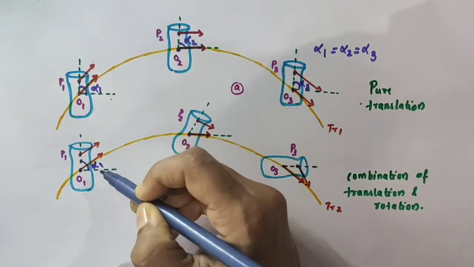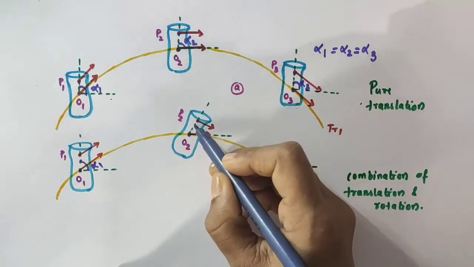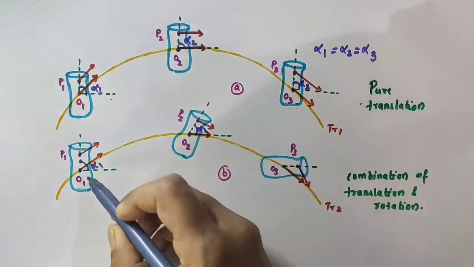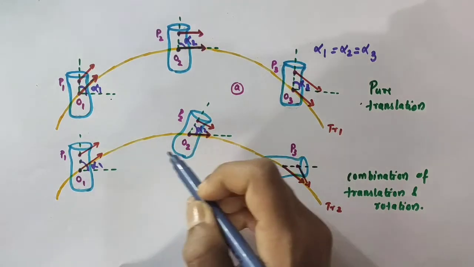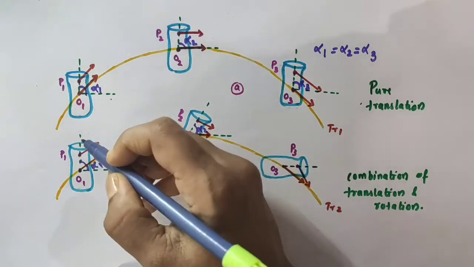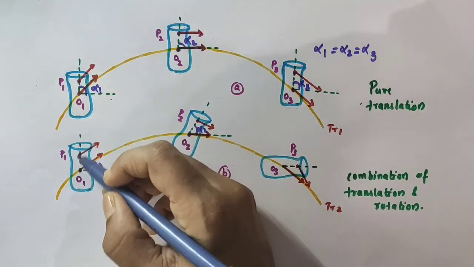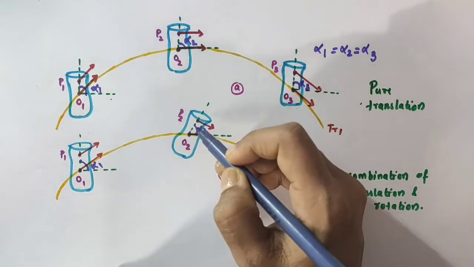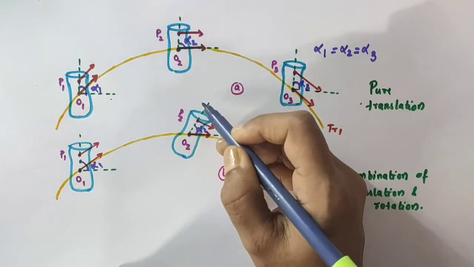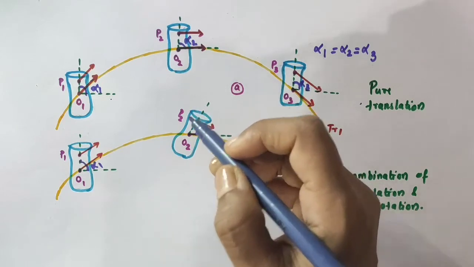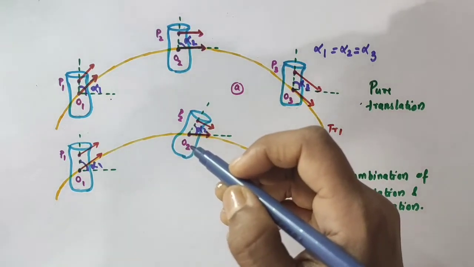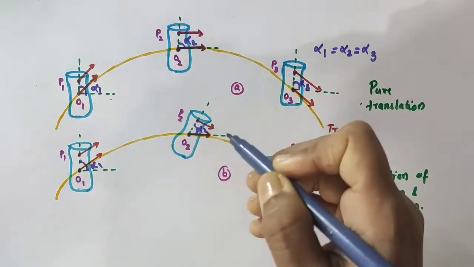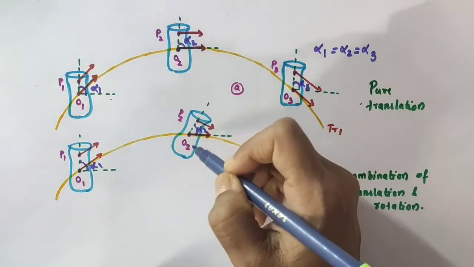I am taking it as alpha 1. And O2P2 makes an angle with the horizontal, which is very clear from these two figures itself. Now alpha 1 is not equal to alpha 2. Alpha 1 is the angle between O1P1 and the horizontal. Here the angle between the line O2P2 and the horizontal is alpha 2. We are giving different subscripts to represent their position at different instants of time. They are the same points actually.